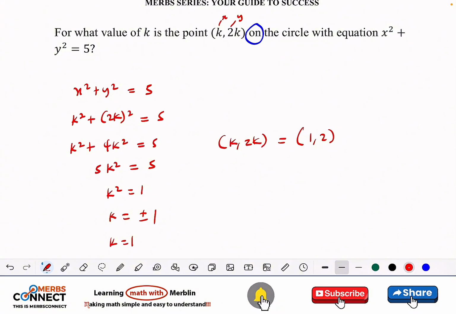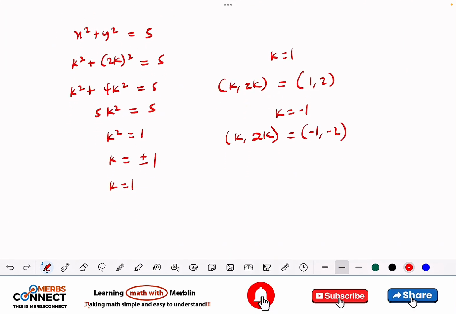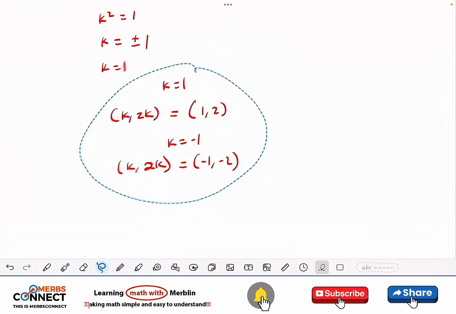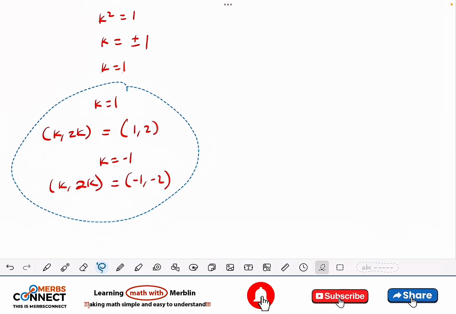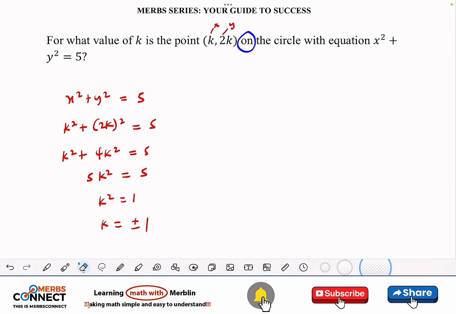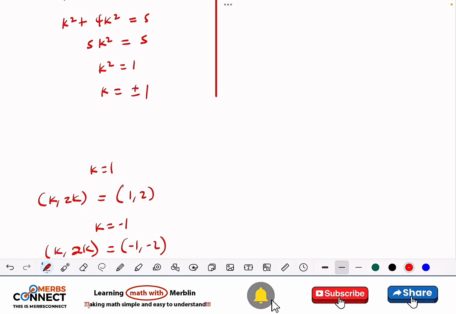And if k is equal to minus 1, k and 2k will be equal to minus 1 and minus 2. Very simple. You see that? It's very simple, right? It's very simple to do it. Section A, I'm done. Long time ago. Let's go to the long approach and then we are done, right?